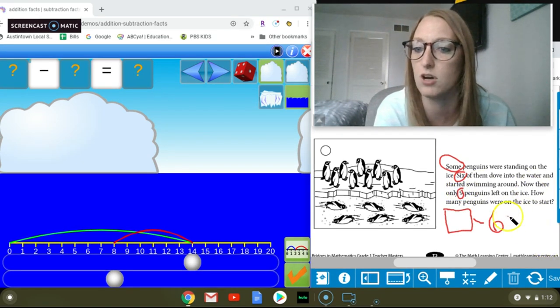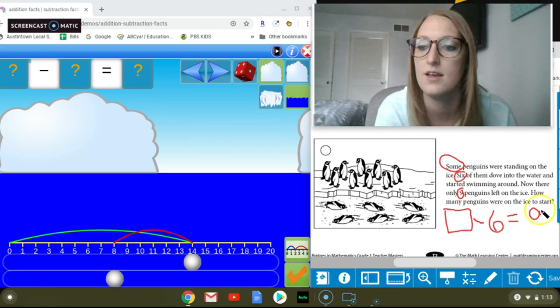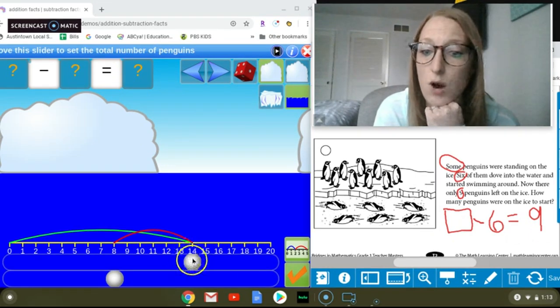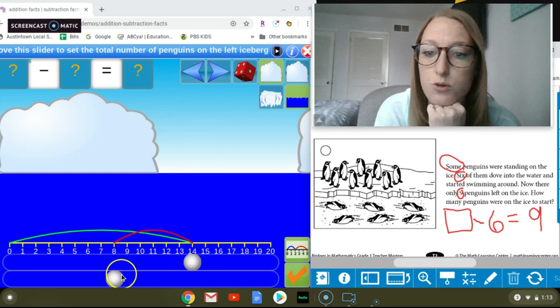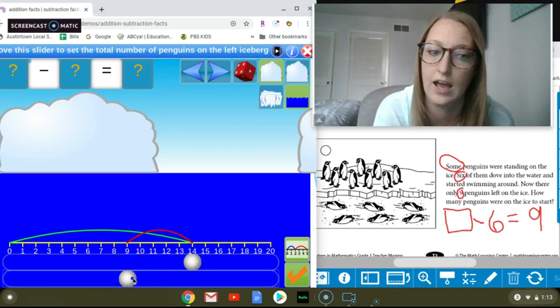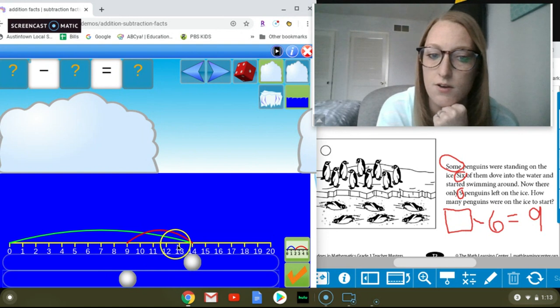So how many are left altogether? What's that final total we've got there? The final is 9. Okay, so this right here, we don't know what we started with, okay? But we know we had to lose 6, and we end with 9. So this ending number needs to be 9. And we had to lose 6, so 6 hops. 1, 2, 3, 4, 5, 6.